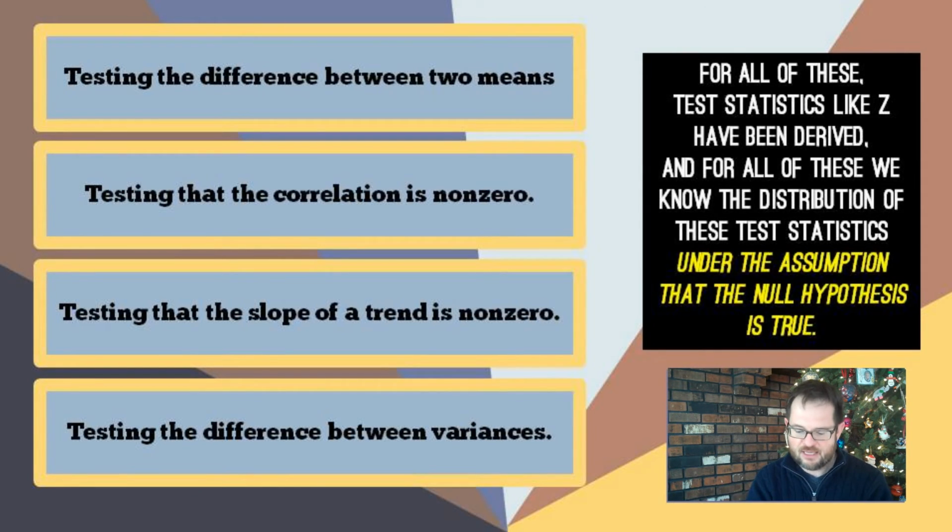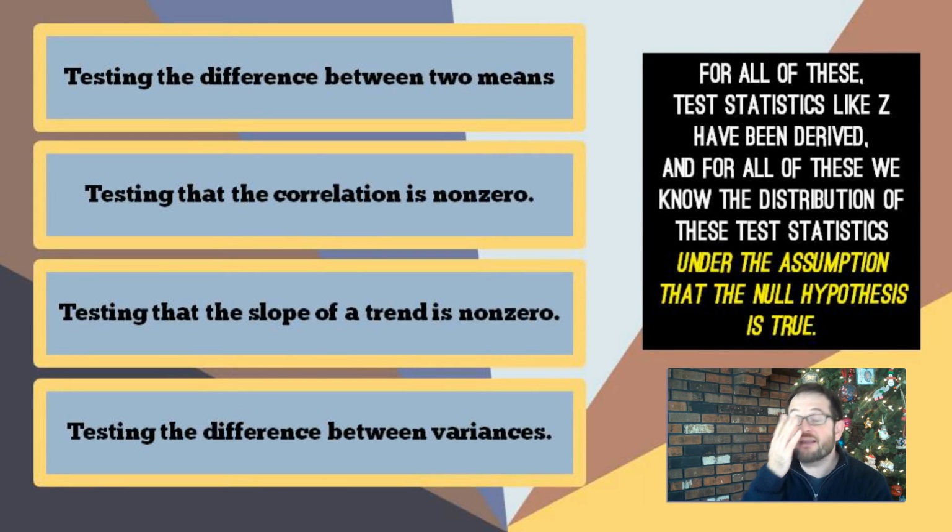They have been derived, and for all of them we have derived what their distribution should be. In the case of Z, it was standard normal, which is the standard bell curve, but there are others. But all of them work the same way in that those are the distributions of that test statistic under the assumption that the null hypothesis is true. If you get a weird value of your test statistic that doesn't seem consistent with that assumption that the null hypothesis is true, you get to reject the null hypothesis and accept the alternative hypothesis.